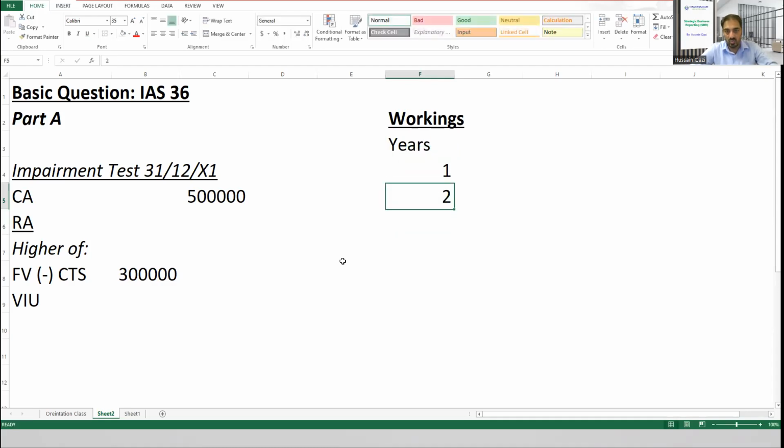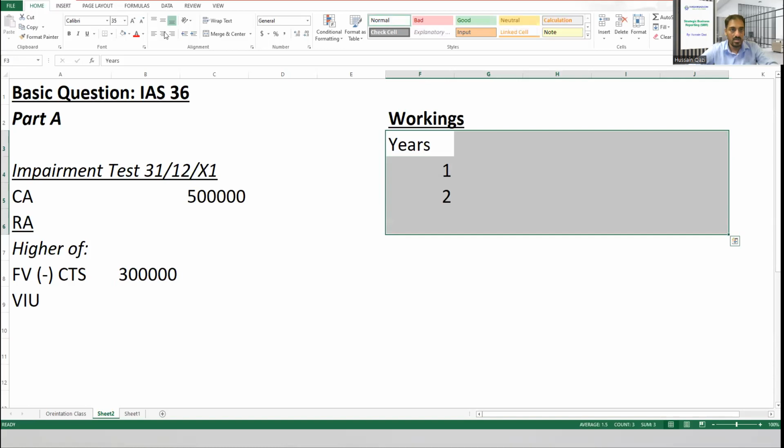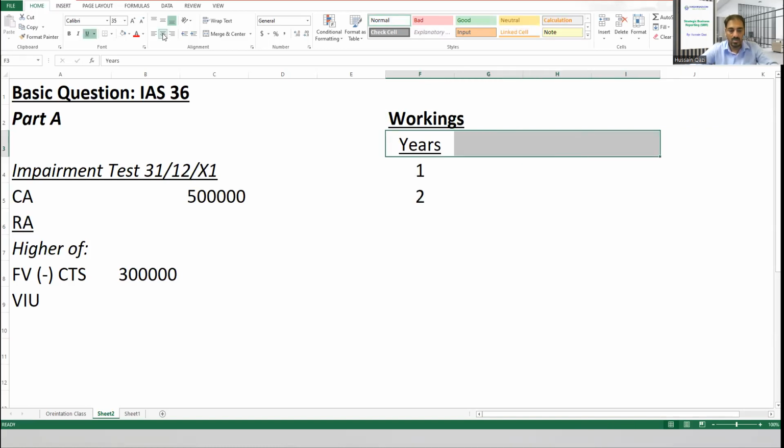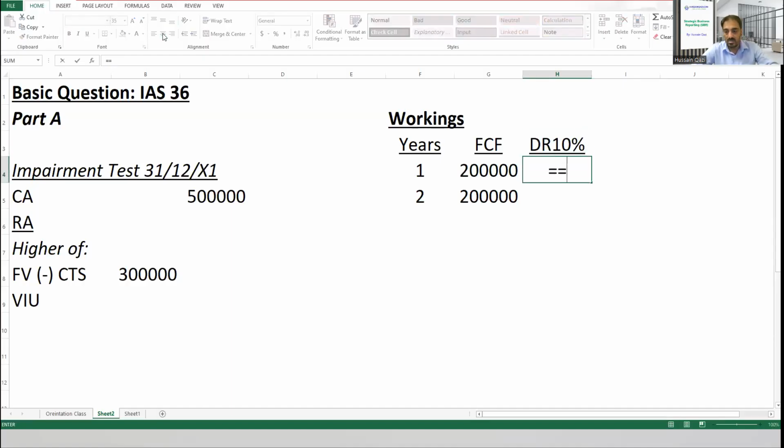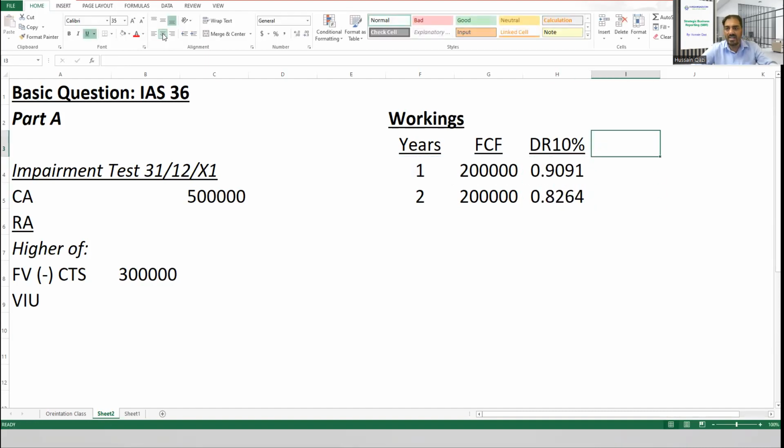Here's year 1, 2. Future cash flow, that's 200,000. Discount rate, that is 10%. This is the discount rate. Normally, if discounted working is required, the examiner mentions the rate of this discount factor, so don't worry.